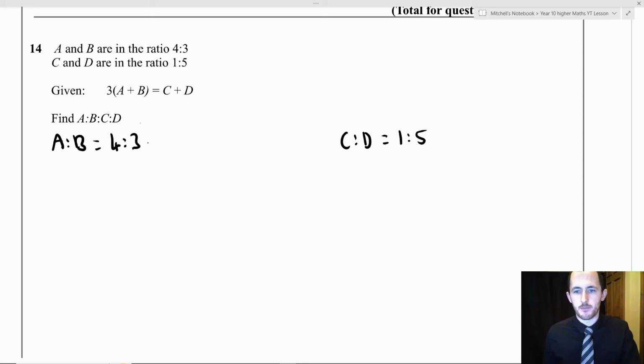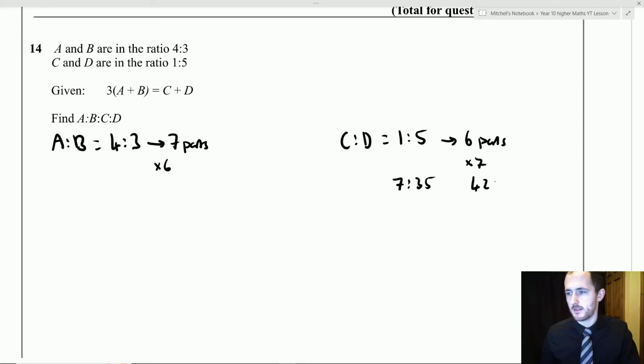So, number of parts, we have 7 parts here, and we have 6 parts here. Okay. So, we need to, again, times them by each other to find, in this case, the lowest common multiple. So if we times through by 6 here, times through by 7, we will get 7 times 6 is 42 parts. And again, that'd be 42 parts.